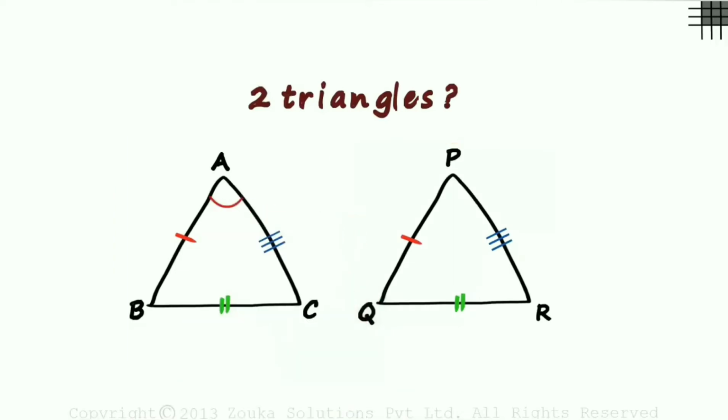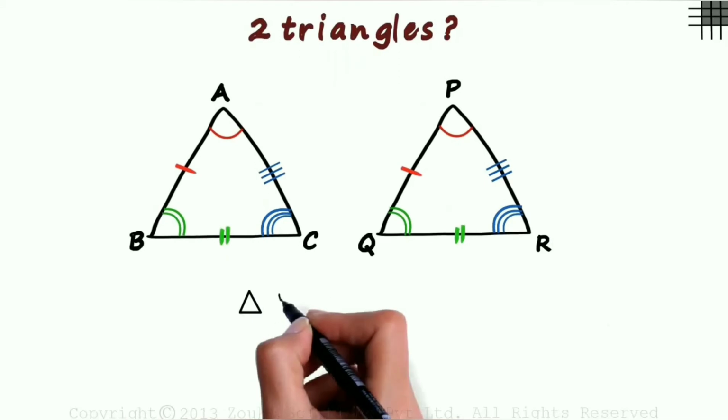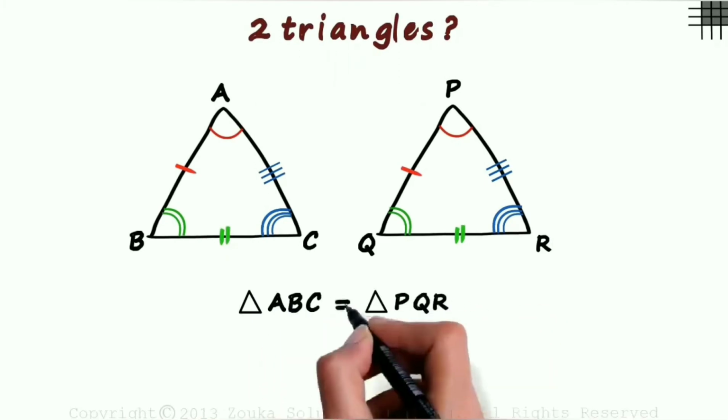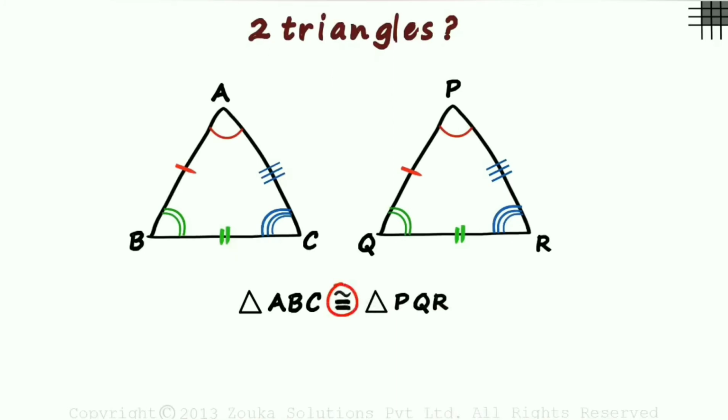Angle A is congruent to angle P, angle B is congruent to angle Q, and angle C is congruent to angle R. Then we can say that triangle ABC is congruent to triangle PQR. We use this sign to denote congruency, a squiggly line above the equal to sign.